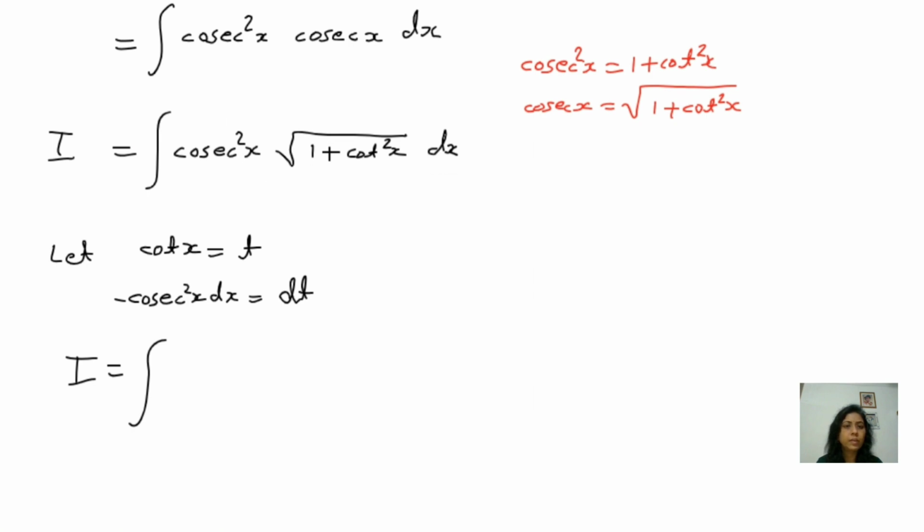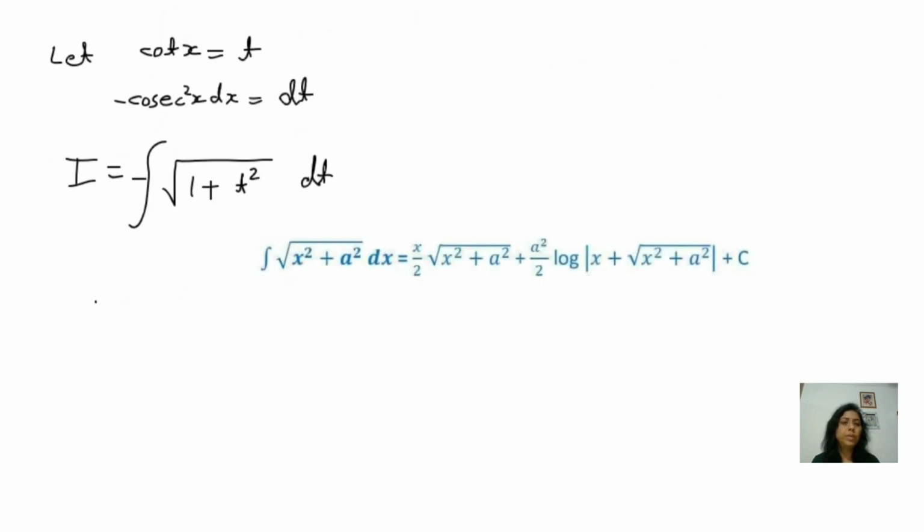And the square root of 1 plus cot square x is the square root of t square plus 1, and this is minus dt, so we can write the integral of the square root of t square plus 1 dt with a minus in front of it. When we integrate we can use this formula: integration of the square root of x square plus a square dx. So we compare with this one, where the x value is t and the a value is 1.